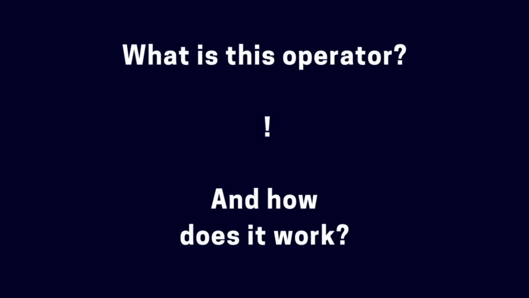What is this operator and how does it work? This operator, represented by the exclamation point, is known as the NOT operator, also sometimes called the bang operator. It returns the inverse of the operand that it is used with. For example, if the exclamation point is used in front of a variable and that variable is assigned to the value true, the exclamation point will have it return the inverse, so it will return false.